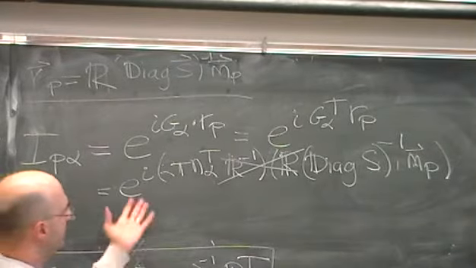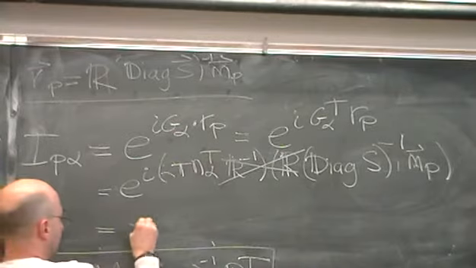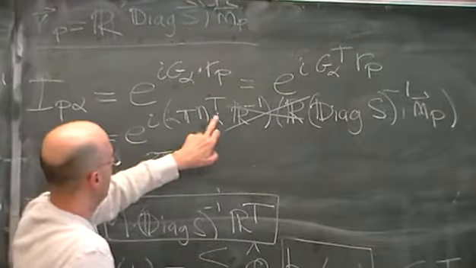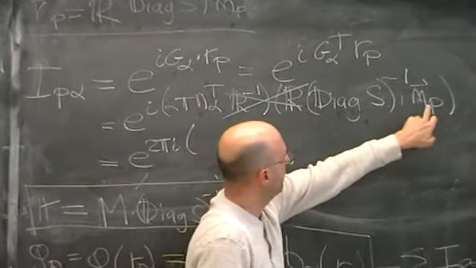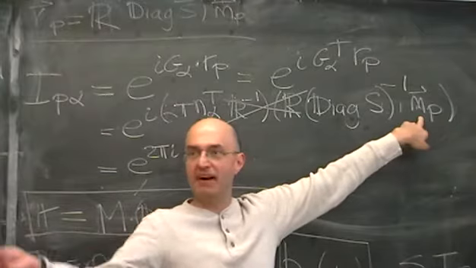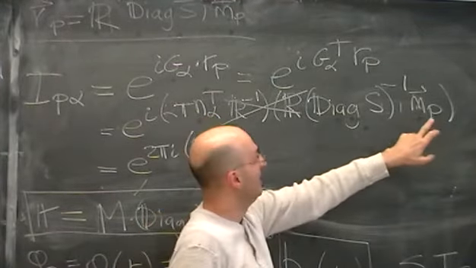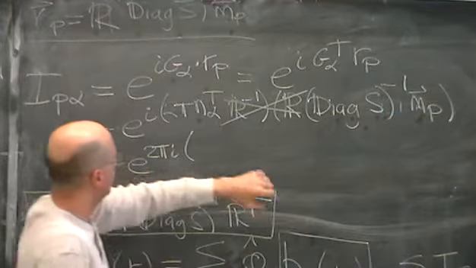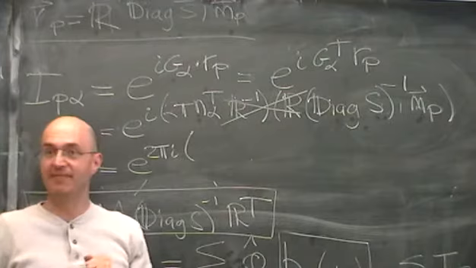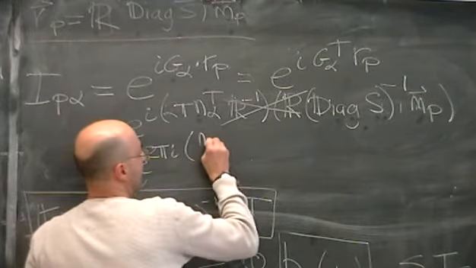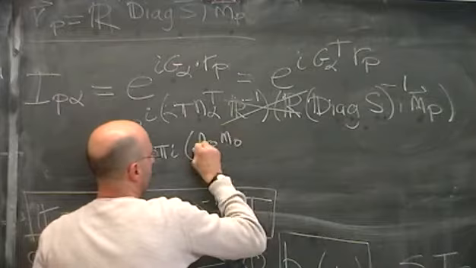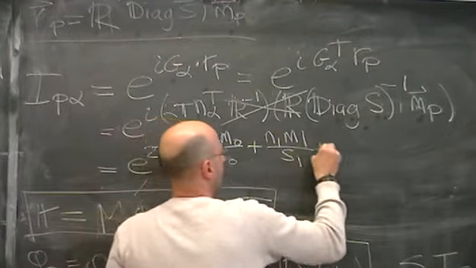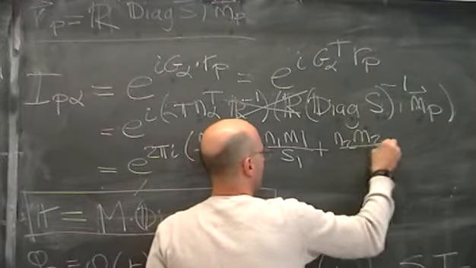The other thing you'll notice is as I write this out, this is e to the 2 pi I times, I've got two vectors. Diag S inverse just divides all the elements of M by the corresponding elements of S, right? And then those just get dot product with the corresponding elements of N. So if I write that out, that's N0 M0 over S0 plus N1 M1 over S1 plus N2 M2 over S2.